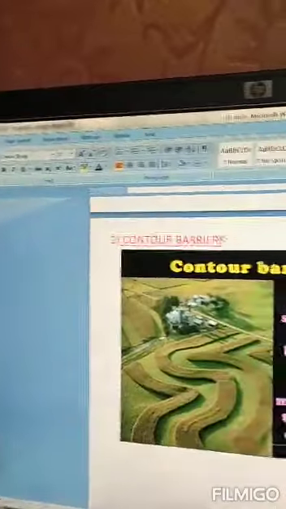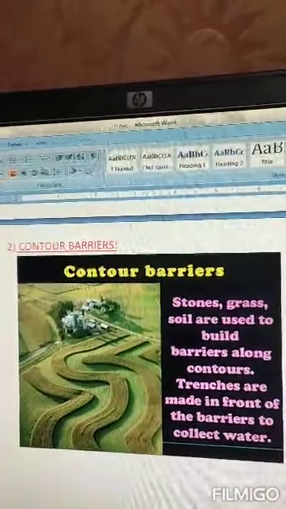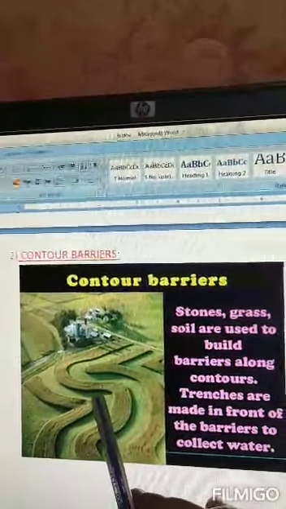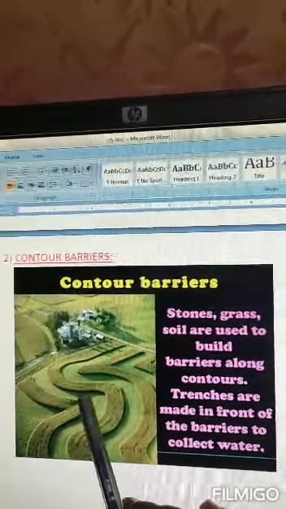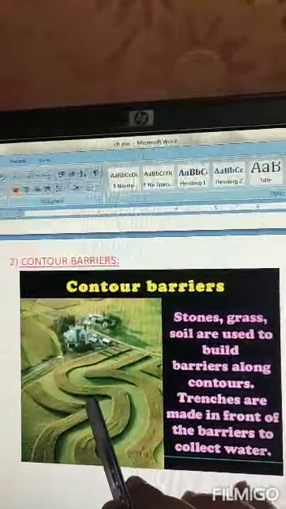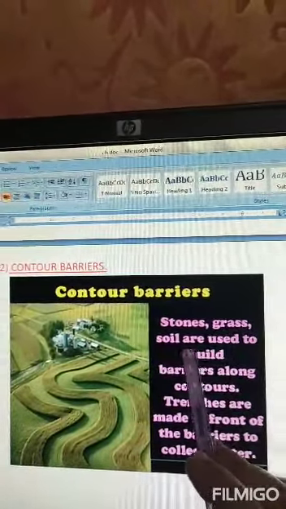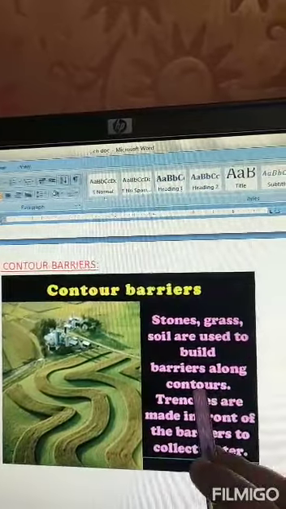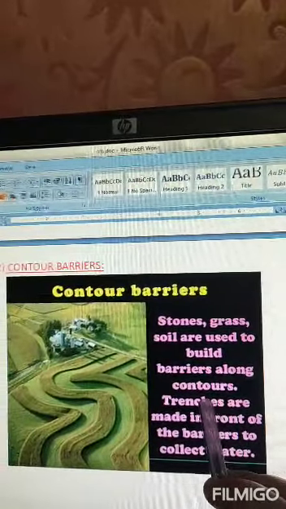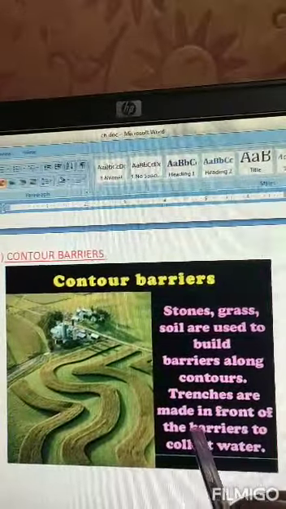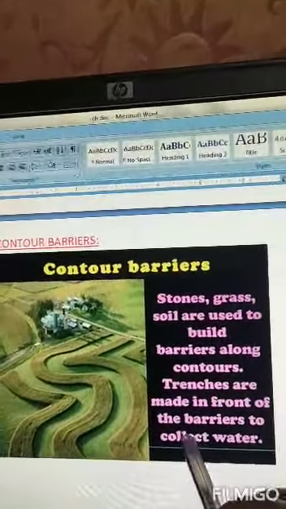Second is contour barriers. Now this is a picture of contour barriers. This is actually practiced in hilly areas. Stone, grass, and soil are used to build barriers along the contours. Contours mean the shape of the hill. And trenches are made in front of the barriers to collect water.